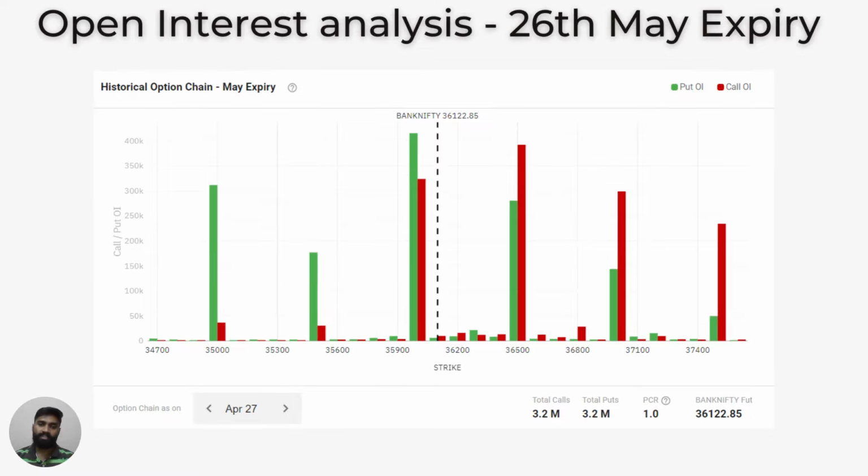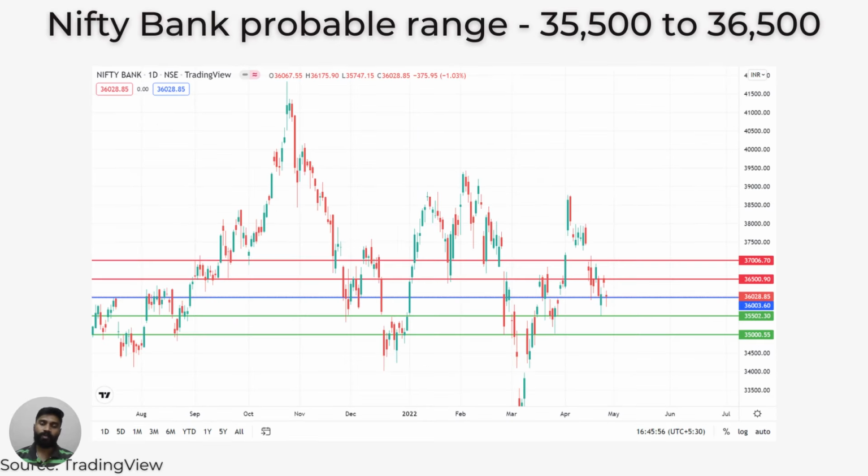And if you look at the next month's expiry, we can see that the PCR is 1.0. This shows that the traders are indecisive and don't know where exactly the Nifty Bank is going to go in the next month, as there is an equal number of put OI and call OI. So because of this, Nifty Bank's probable range will be 35,500 to 36,500.